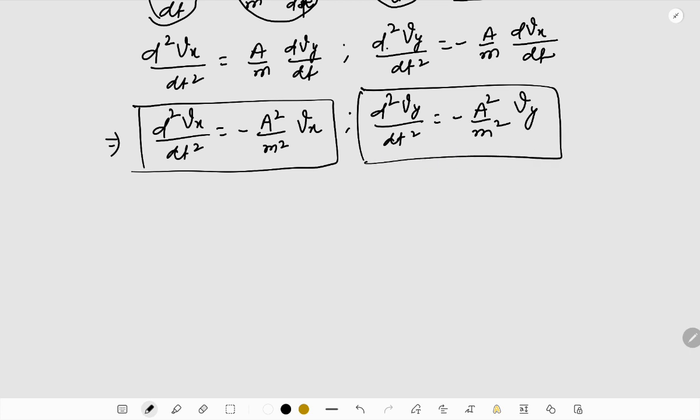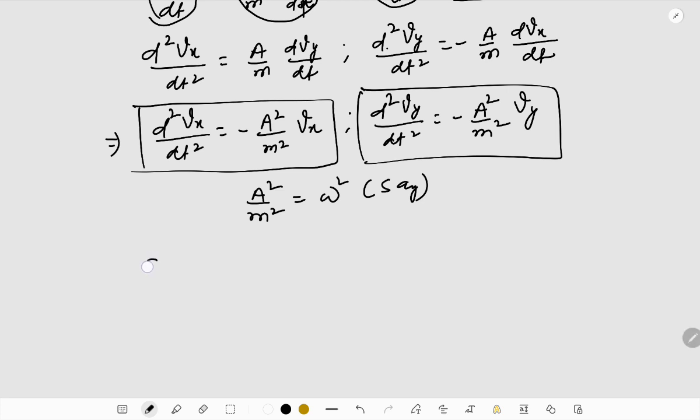This equation is something you can remember from your studies. I can do one more thing before going any further. I would like to write a squared by m squared as omega squared. I just assume that here a squared by m squared is equal to omega squared. Omega is some new constant, nothing else.